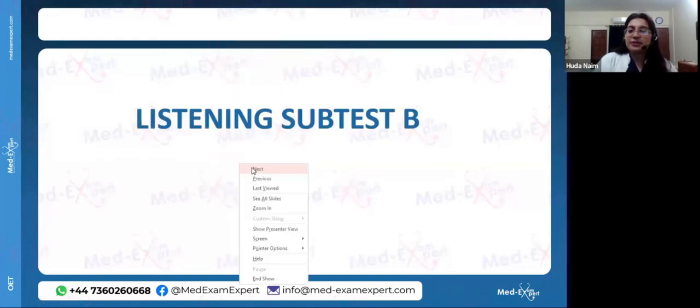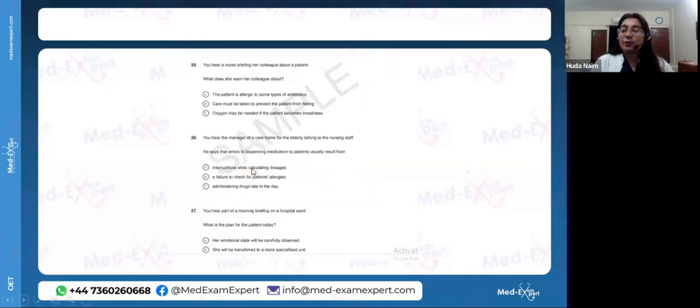Then the listening subtest B is basically a conversation between two medical professionals. So it's either between a doctor and a nurse, between two nurses, or between a hospital staff member and somebody from the hospital management maybe. And they would be talking about a patient, or about some kind of hospital scenario. And you have to hear the audio and you have to answer the question.